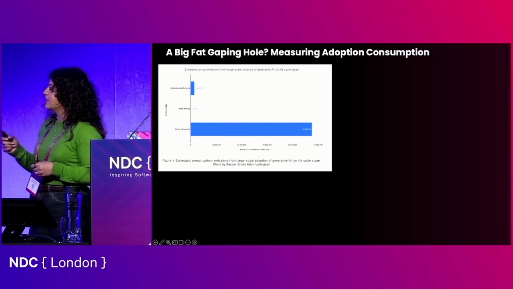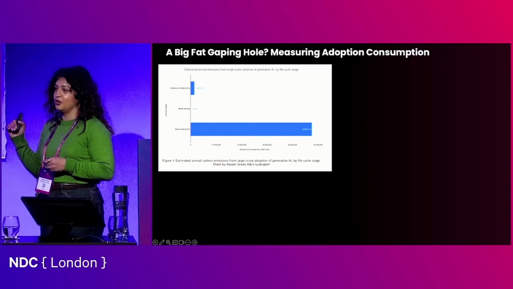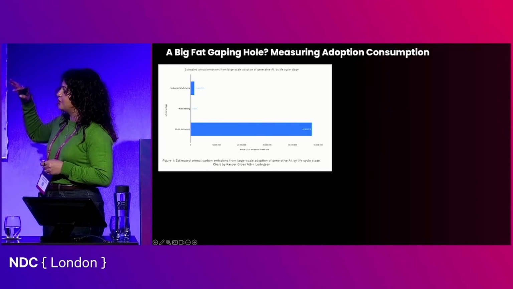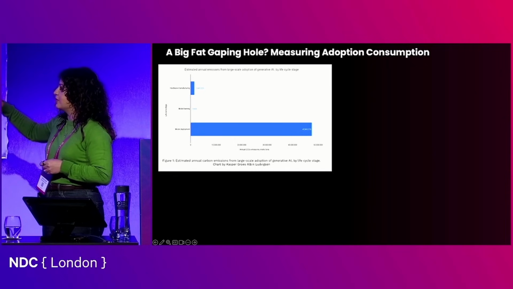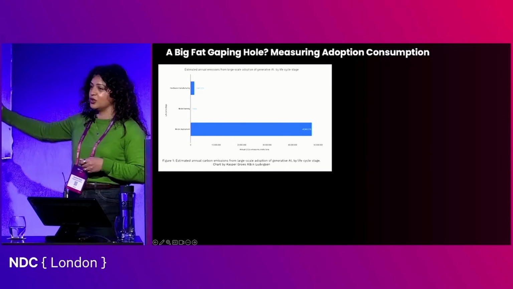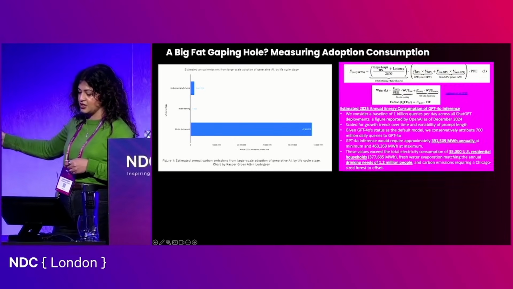Again, this highlights that the scale of deployment adoption, relative to the hardware required to manufacture and the model training, is quite large. So this is the area of influence we could potentially have as developers.